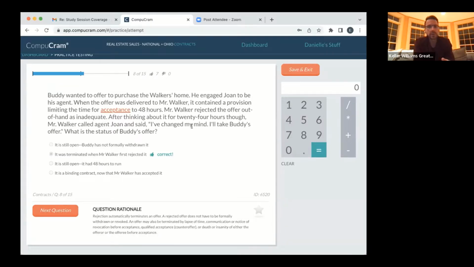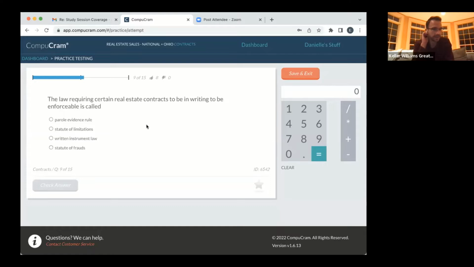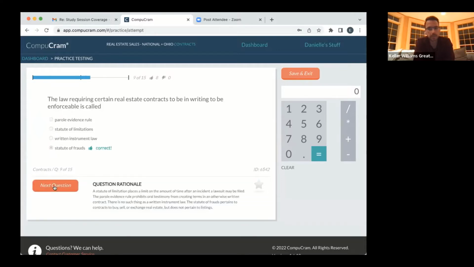Next question. The law requiring certain real estate contracts to be in writing to be enforceable is called A, parol evidence rule, B, statute of limitations, C, written instrument law, or D, statute of frauds. Statute of frauds is correct.